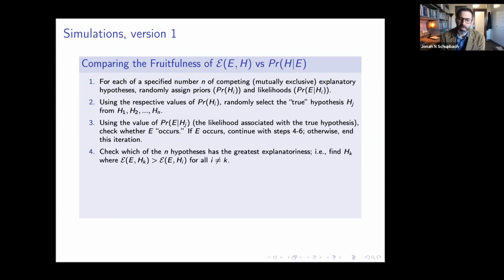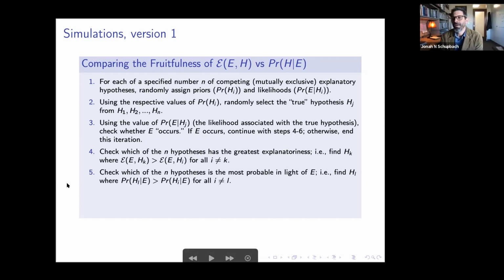So step 4, we check which of the n hypotheses has the greatest explanatoriness, which is another way of saying, remember, which one has the greatest likelihood for that evidence? Which one assigns the greatest probability for that evidence? And we call that HK. So HK is now, Hj is the true hypothesis. HK is the hypothesis with the greatest explanatoriness according to these E explications of explanatoriness.